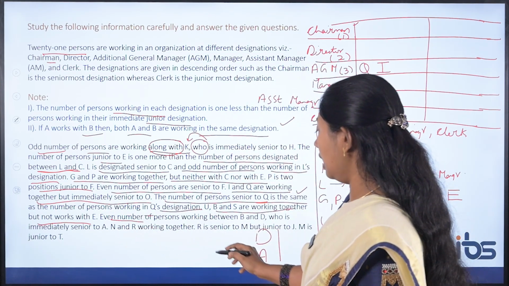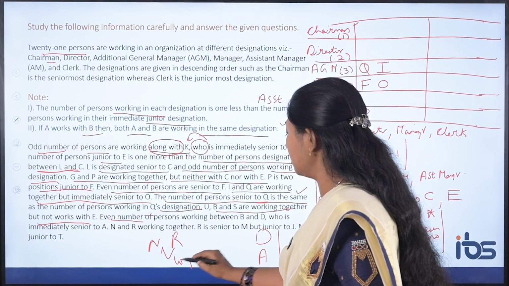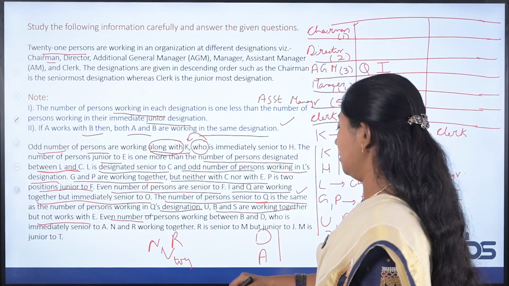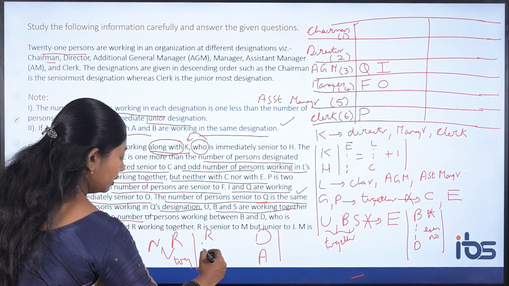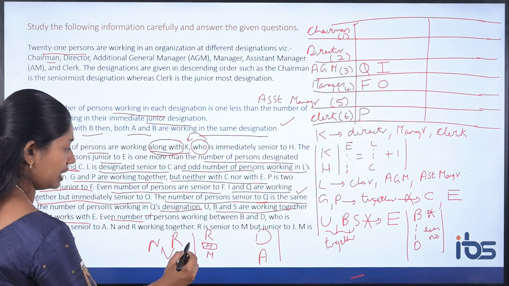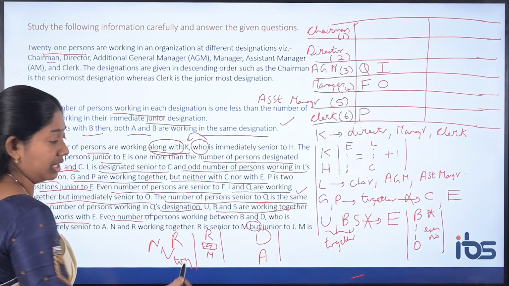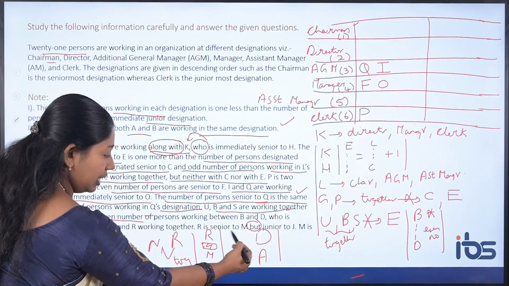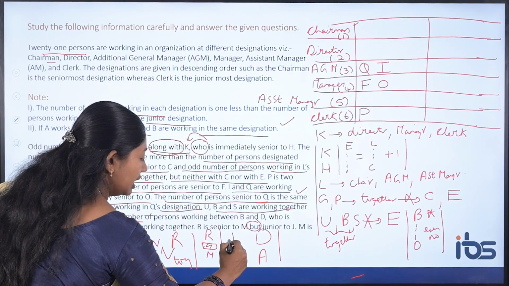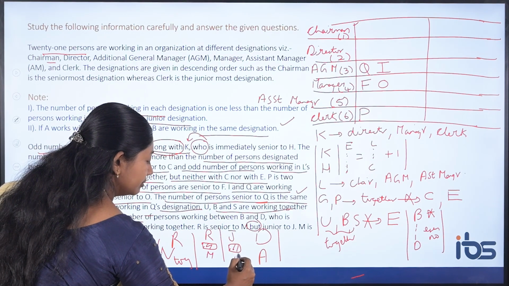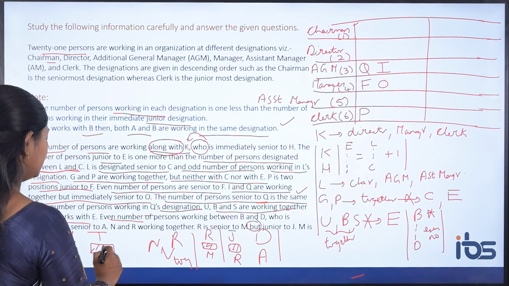Immediately senior. N and R are working together. R is senior to M. So you have one more statement: R is senior to M, but junior to J. So before M, R comes, but junior to J, so J comes before R. So M is junior to T. So T then comes M.